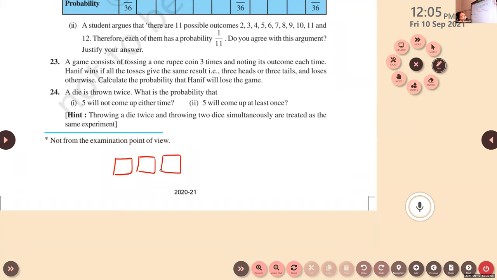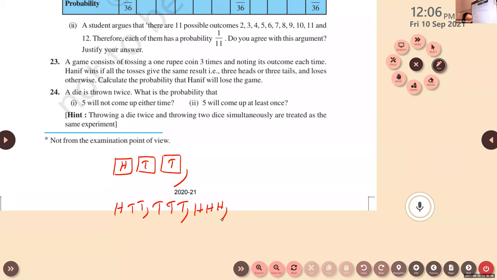Head or tail. A little bit louder, Akhlam. Head, tail, tail. This can be. And that is HTT. First time head, and second and third tail. Or what next? Only this is the possibility? No, ma'am. Tail, tail, tail. TTT. Three tails. Or head, three heads. Or anything else?